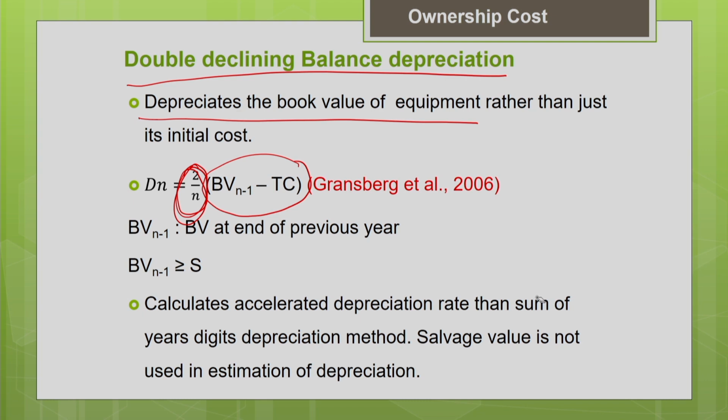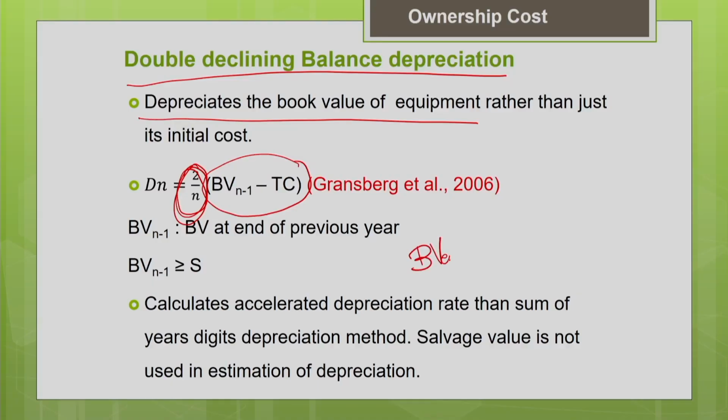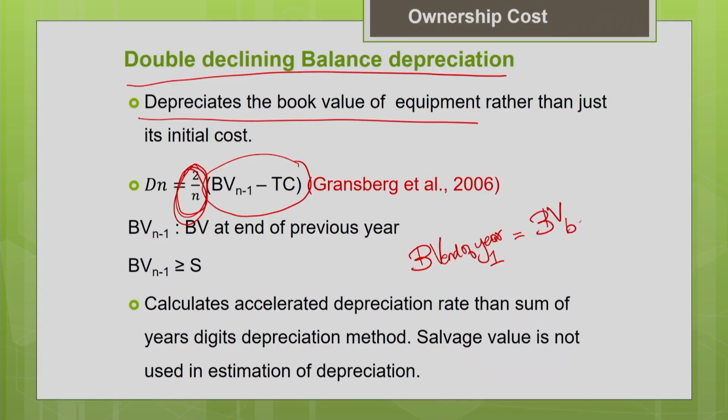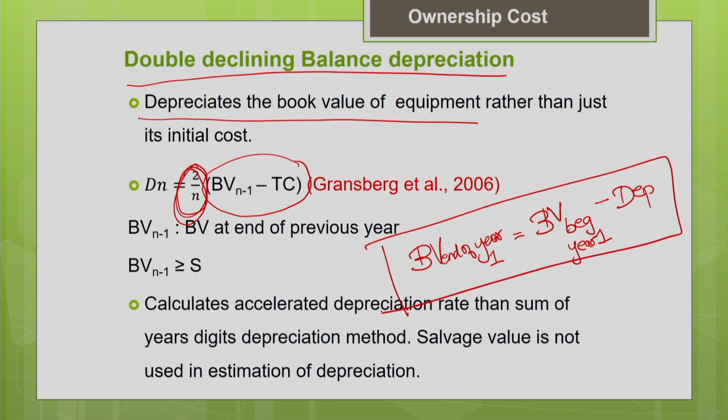Like book value, to know the book value you should know the initial cost minus the accumulated depreciation. If you are going to calculate the book value for every year, say for example I need the book value at the end of year 1, so you should know the book value at the beginning of year 1. If you know the book value at the beginning of year 1 minus the depreciation for the particular year, then you can calculate the book value at the end of the year. This is how we are going to calculate.